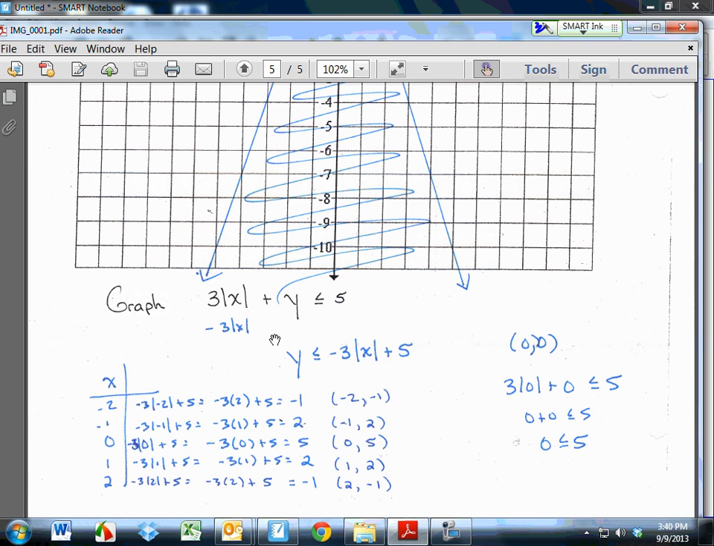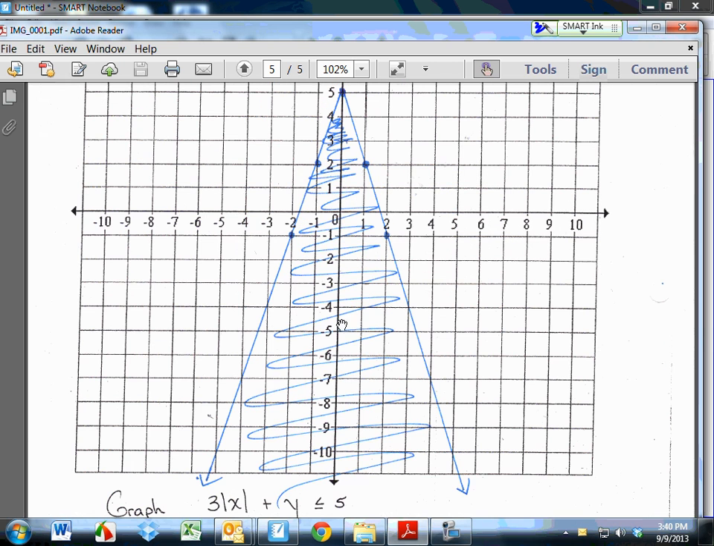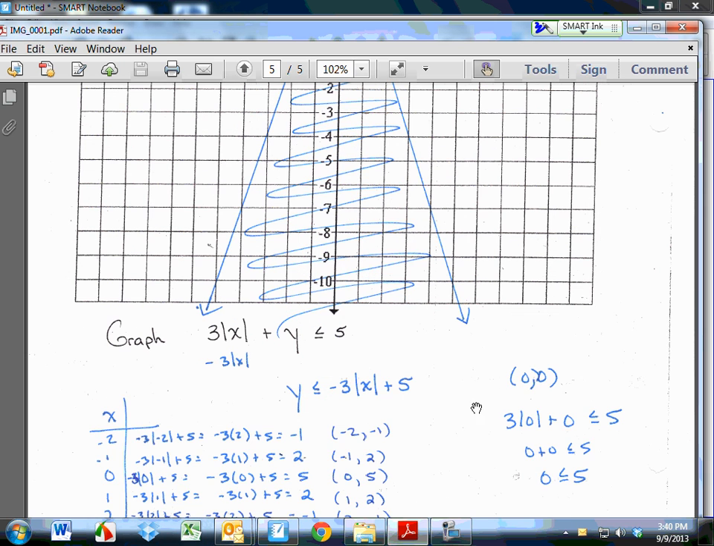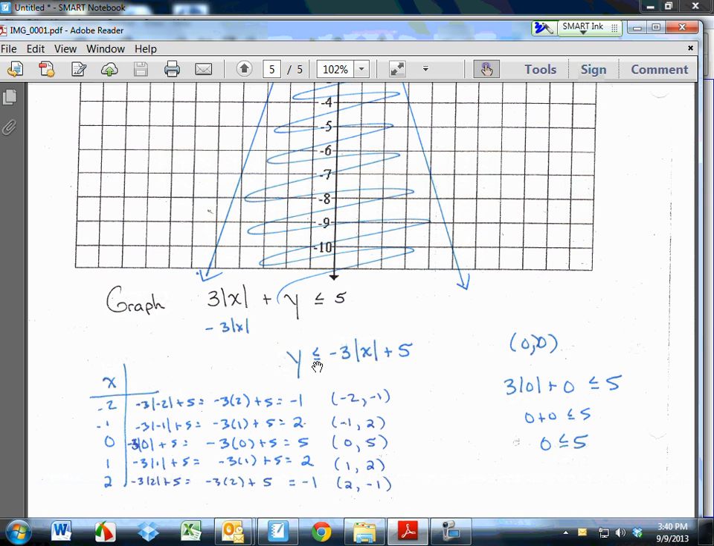We subtracted the 3 absolute value of x. So according to this, y is less than or equal to, solid line. Now where do y values get less than? Where do y values get smaller? They get smaller as you go down on the y-axis. So we drew our V, we did solid, and we shade below, shade down. Okay, so the trick's working. The trick's always going to work, but I want to make sure you understand why it works.